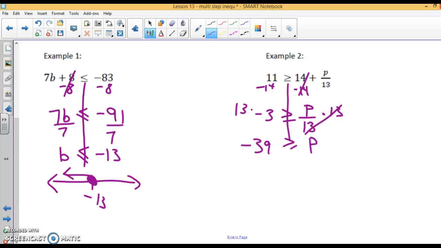Now, before you graph, you need to transpose this and put the p on the left. Pointy side is towards the p, so make sure when you flip it, the pointy side is towards the p. So, your answer is p is less than or equal to negative 39. Solid circle, shaded left.